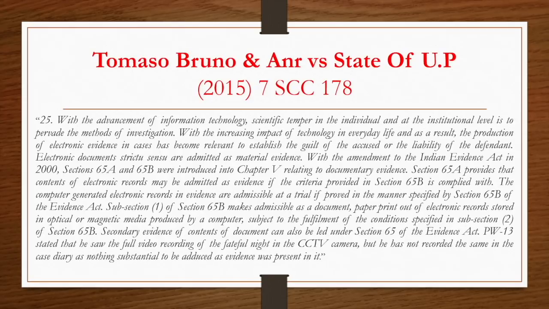With the amendment to the Indian Evidence Act in 2000, Section 65A and 65B were introduced into Chapter 5 relating to documentary evidence. Section 65A provides that contents of an electronic record may be admitted as evidence if the criteria provided in Section 65B is complied with. The computer-generated electronic record in evidence is admissible at a trial if proved in the manner specified by Section 65B of the Evidence Act. Subsection 1 of Section 65B makes admissible as a document paper print out of electronic records stored in optical or magnetic media produced by a computer, subject to the fulfillment of the conditions specified in subsection 2 of Section 65B.